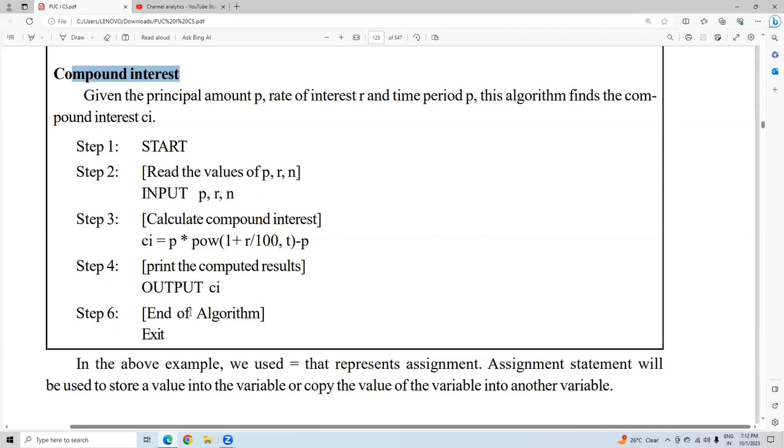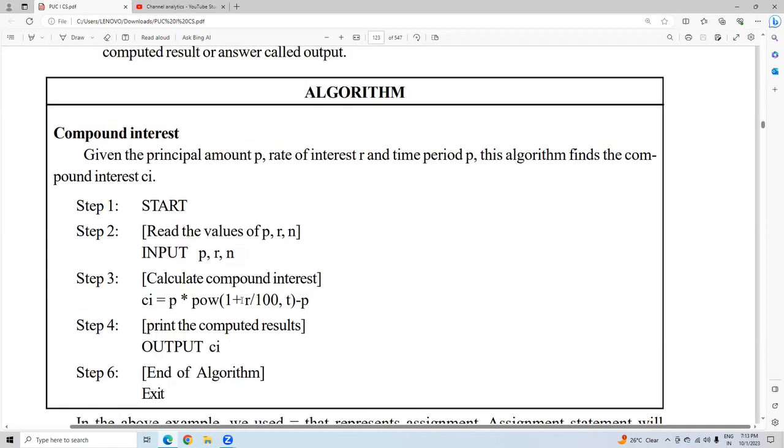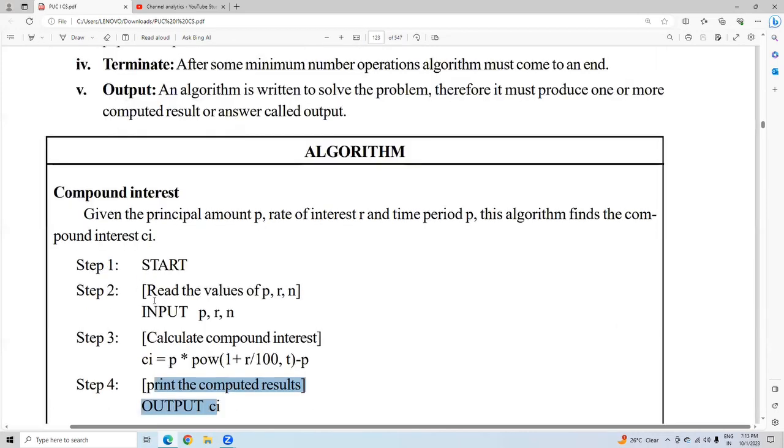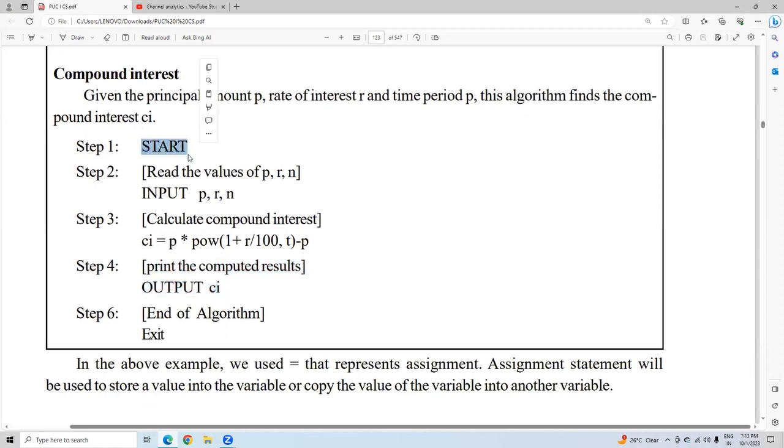In this formula, the values I have to provide, there are 4 names. One variable is P, another is R, another is N. They have taken it as N only. So first you have to input these 3 values, calculate the compound interest using this formula, print the output answer, and end the algorithm. So these are like main words that should always be there. Below that you have to write the commands.